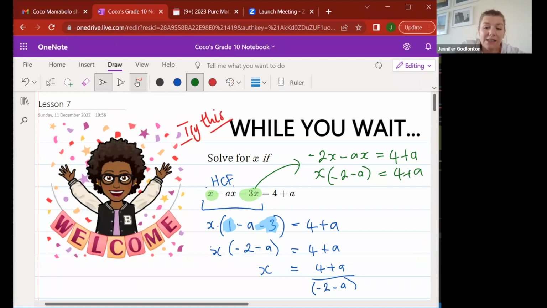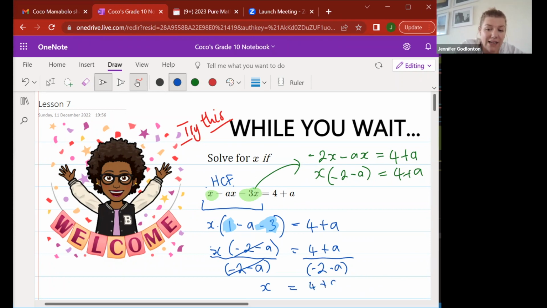Why is it a denominator? Because what I'm doing at this point over here, let's just write it over there. In order for me to get my x to be isolated, I need to divide both sides by negative 2 minus a, so that those two can cancel. But what we do to the one side, we have to do to the other side. And that's why we land up with x is equal to 4 plus a over negative 2 minus a.